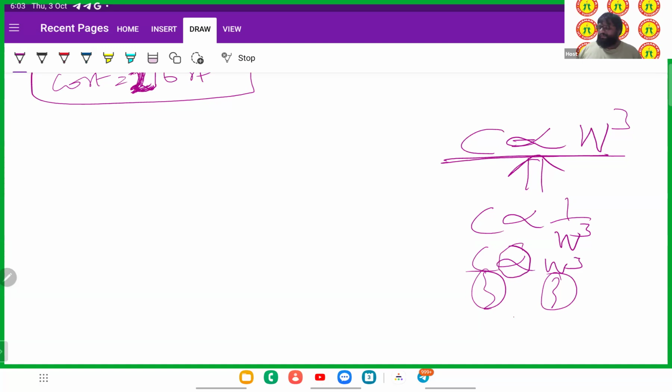So whenever you remove proportionality, you will equate it as K, that is the proportionality constant, into W cube.